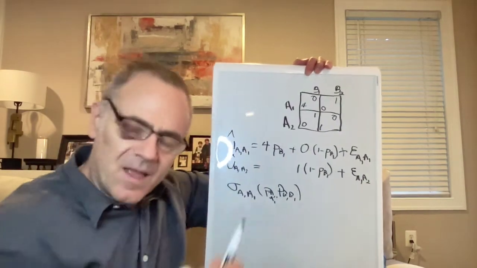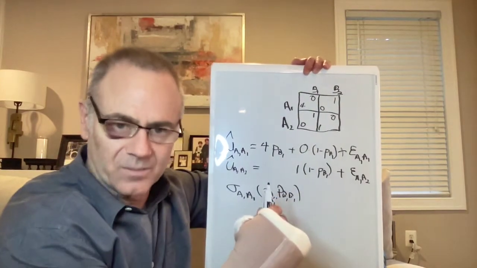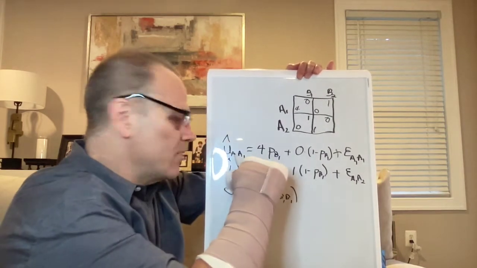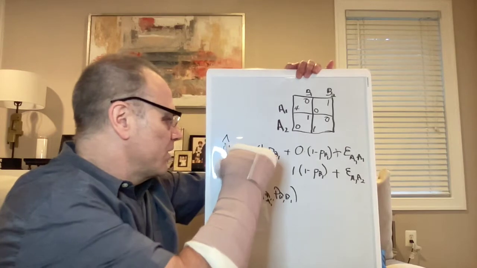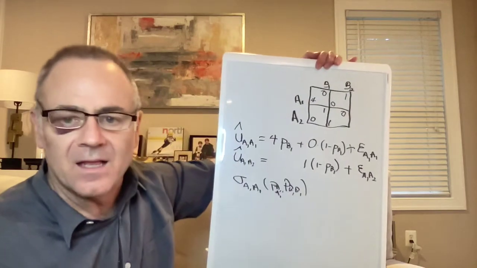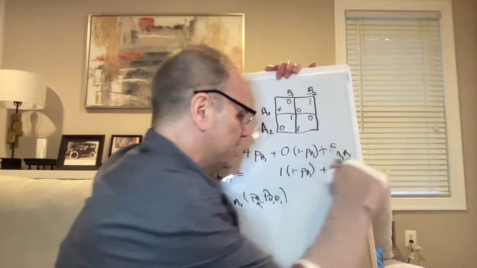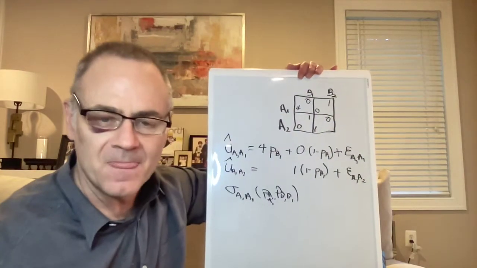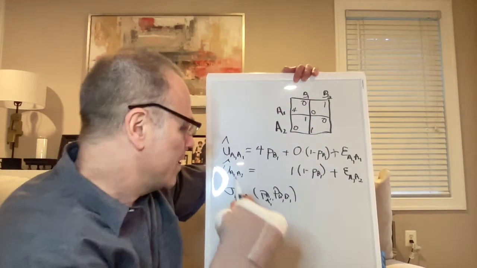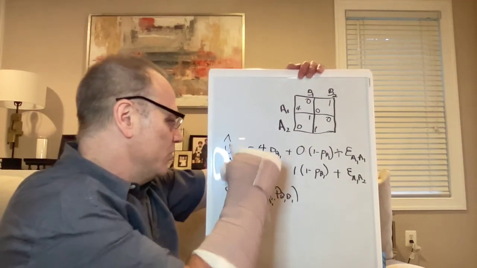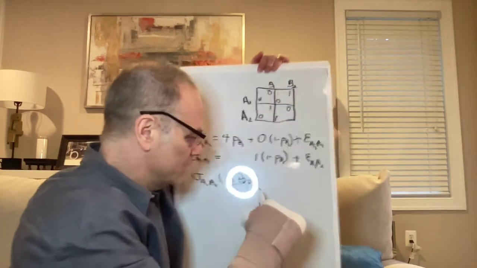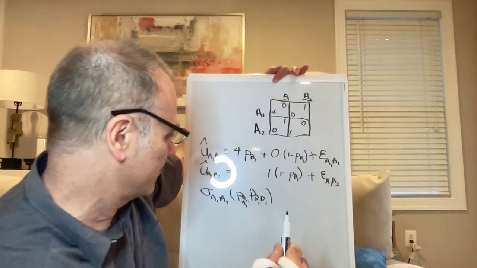Let me back up. If we have these error terms, we assert that player A chooses A1 if and only if U hat A1 is greater than U hat A2. Now, from McFadden, if we know that these error terms are distributed Weibull, the probability that U hat A1 is greater than U hat A2 just equals, let's see if I'm going to have enough room.